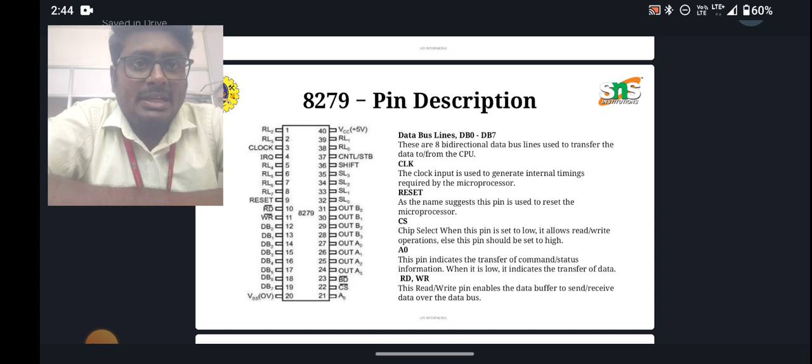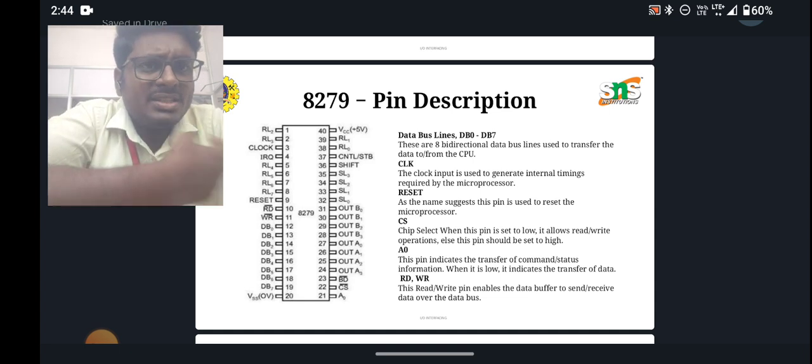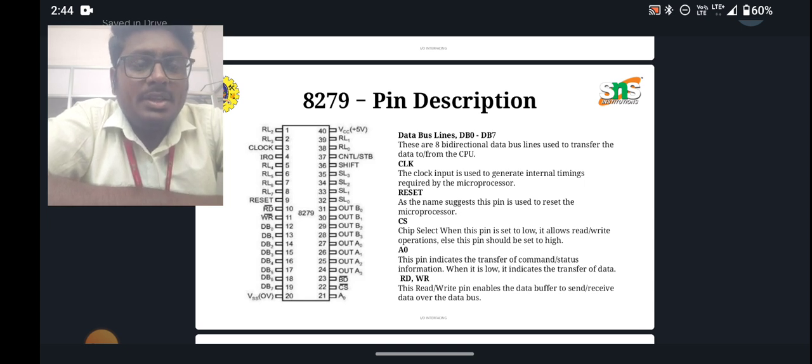Reset, as the name suggests, this pin is used to reset the microprocessor. CS is the chip select. When the pin is set low, it allows read or write operation, else this pin should be set high. Whereas A0, this pin indicates the transfer of command or status information when it is high, and when it is low, it indicates the transfer of data. Whereas the read or write pin enables the data buffer to send or receive the data over the data bus.